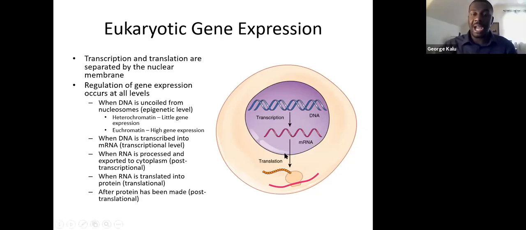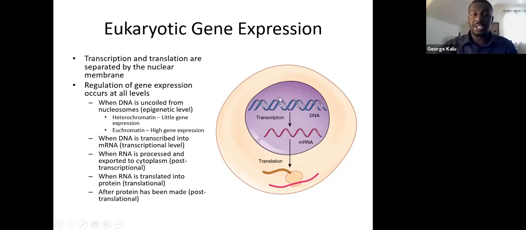Now, because we have this separation here, we're going to be able to regulate gene expression at multiple different points of our DNA. The first place where we can regulate gene expression is going to be within the DNA itself. This is called the epigenetic level.